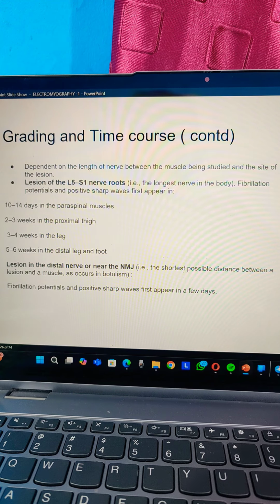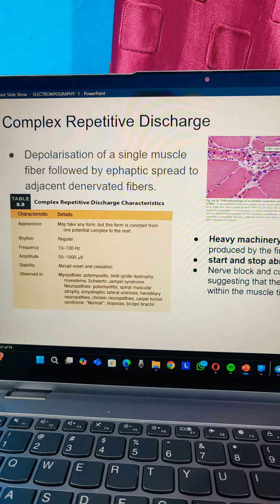and foot. A lesion in the distal nerve near the neuromuscular junction, the shortest possible distance between a lesion and the muscle, as occurs in botulism, causes fibrillation potential and positive sharp wave to first appear in a few days.